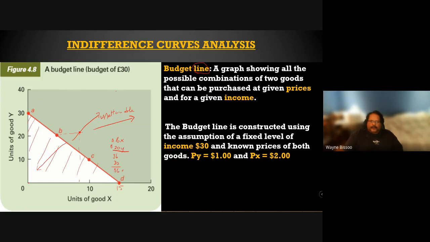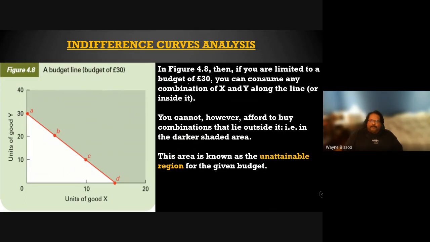All right, so let's go across here. In figure 4.8, if you are limited to a budget of $30, you can consume any combination of X and Y along the line or inside of it. That's what we talked about. You cannot, however, afford to buy combinations that lie outside of it, i.e., in the darker shaded region. That's this area up here. This area is known as the unattainable region. This is this part here. Can't afford anything in this region outside of this white area here.